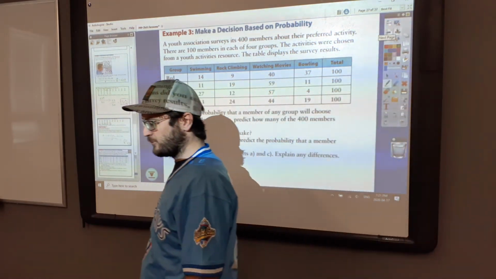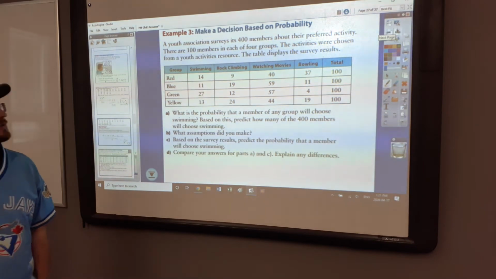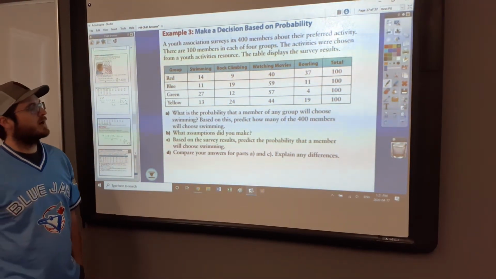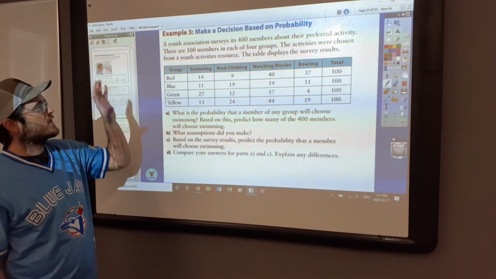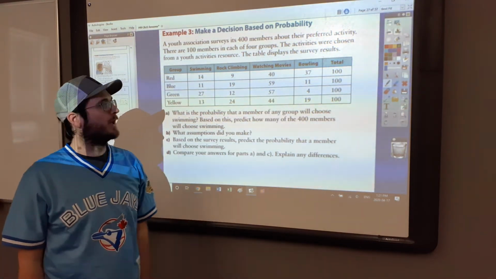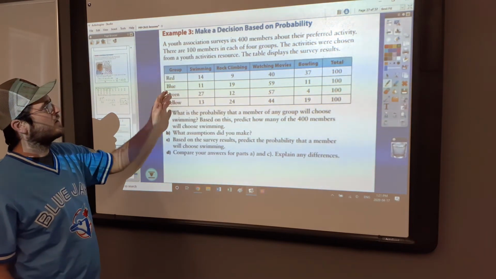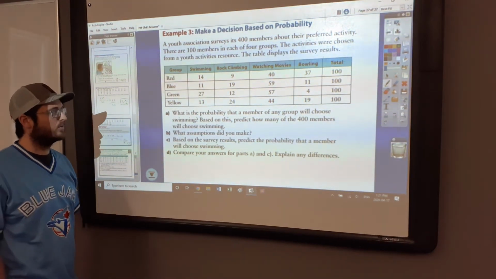Okay, then example 3. This is one where you will definitely come across questions like this on your quizzes and your test, so make sure you're familiar with how to do this. The Youth Association has 400 members and they're figuring out what they want to do: swimming, rock climbing, watching movies, bowling. You can see that each team has 100 of them. They all voted differently. What's the probability that a member of any group will choose swimming?